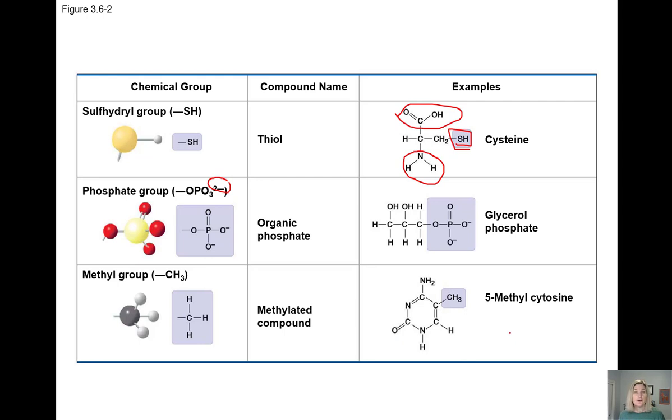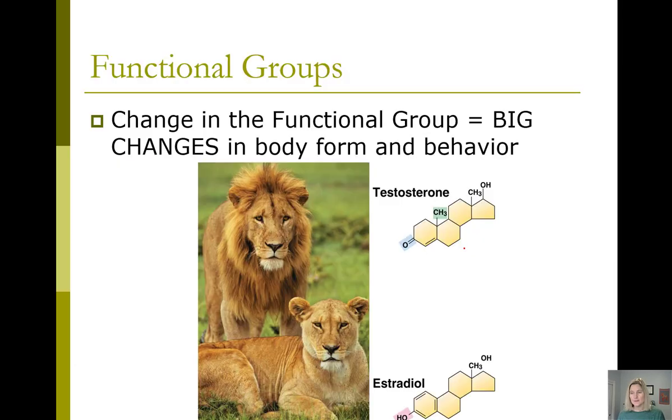So we went through the seven different functional groups. Make sure you can identify them because that's going to help you understand which molecule we're talking about. And remember, the functional group can cause big changes in the form and function of the body. Like I said before, testosterone and estradiol are very similar hormones in their structure, but the functional groups are making them very different from each other.